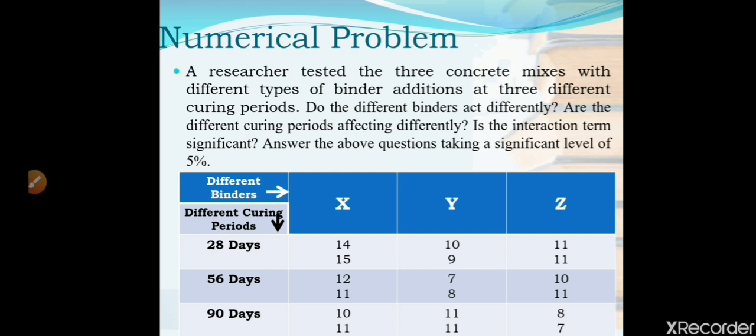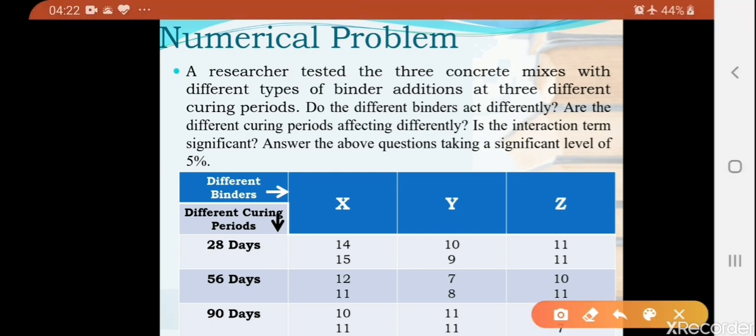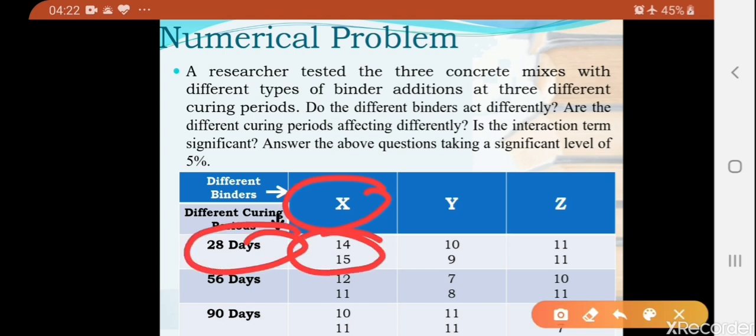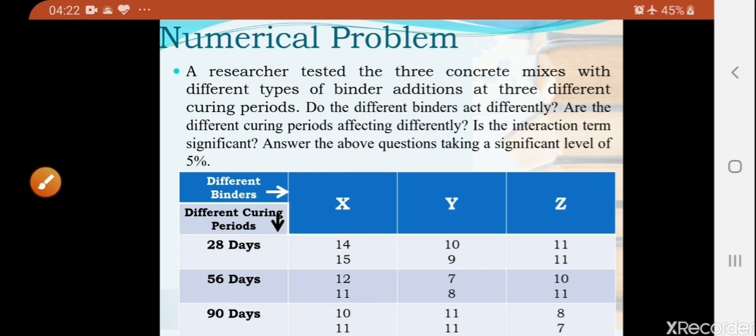So here 2 factors are there. First is the different types of binders, and second is the different curing period. And for each set of measurements we have repeated tests. Means 2 samples with binder 1 have been tested at 28 days. Generally we take 3 samples, but in this numerical we have taken 2. So for each we have repeated measurements.